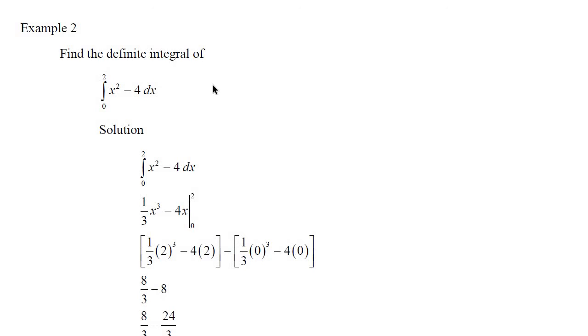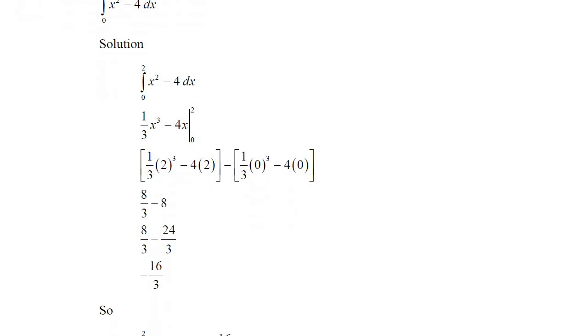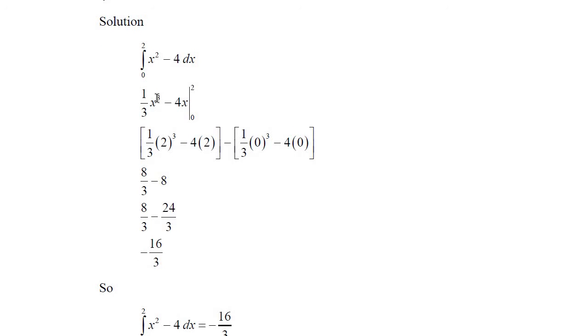Let's take a look at another example. Let's say I want to find the definite integral from 0 to 2 of x squared minus 4 dx. Again, we're going to take our antiderivative. Adding 1 to the exponent, dividing by the new exponent, that gives me 1/3 x to the 3rd power minus 4 times x, going from 0 to 2. Plugging in my 2, I get 1/3 times 2 to the 3rd power minus 4 times 2, and then minus what happens when I plug in 0. So 1/3 times 0 cubed minus 4 times 0.